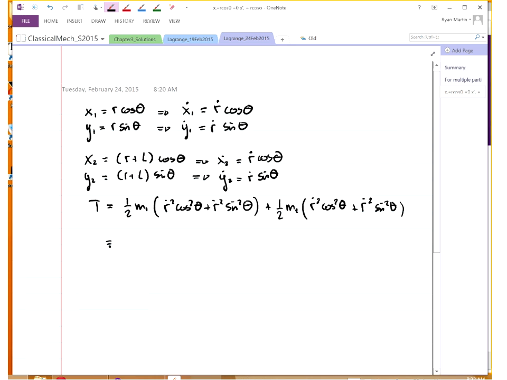So that simplifies, right? In both cases, I can factor out an R dot squared, and then I have a cos squared plus sine squared, which is equal to 1. So I get a half (M1 plus M2) R dot squared. Okay?